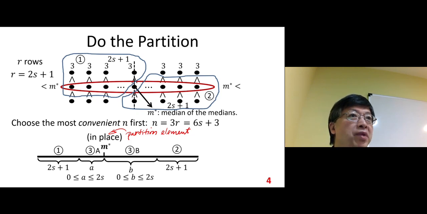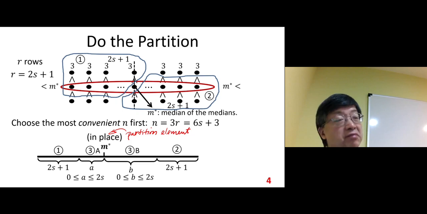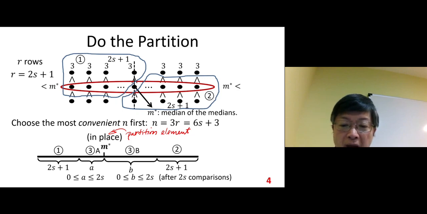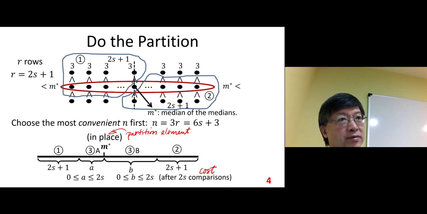After we complete this, you can see we make the partition. Remember, this is the cost we pay: 2s comparisons. We pay this cost.